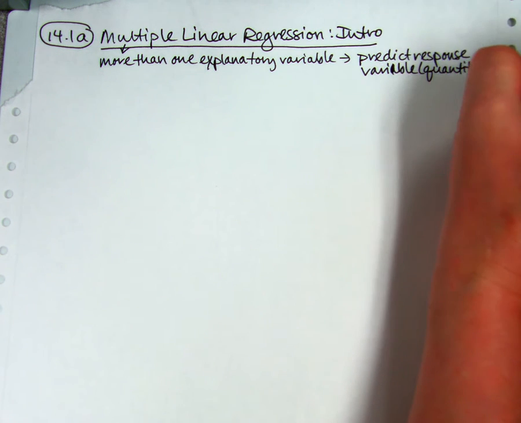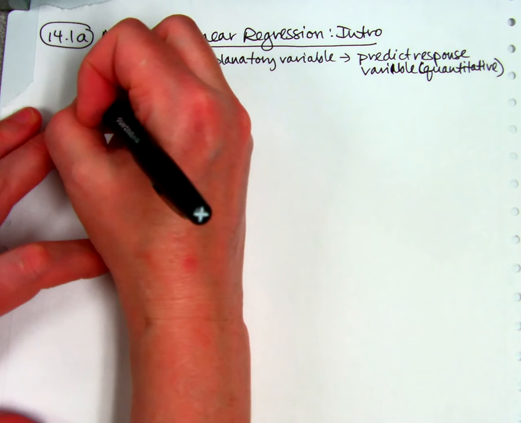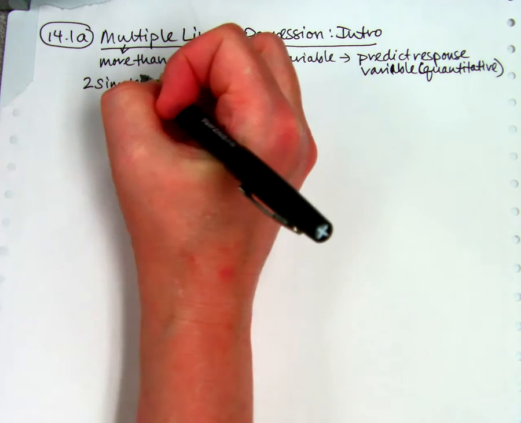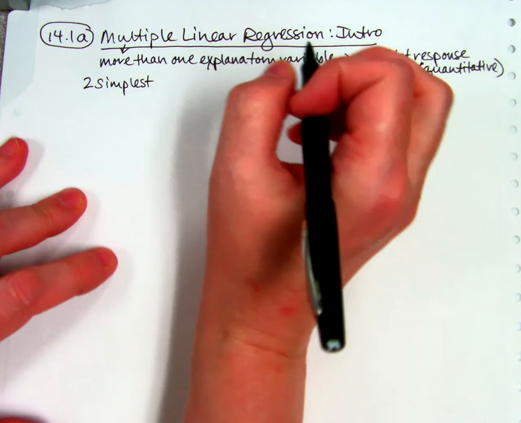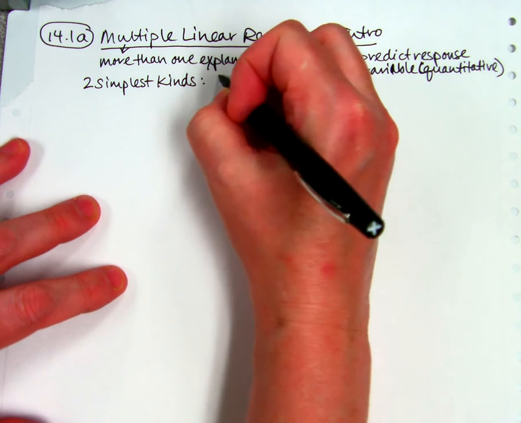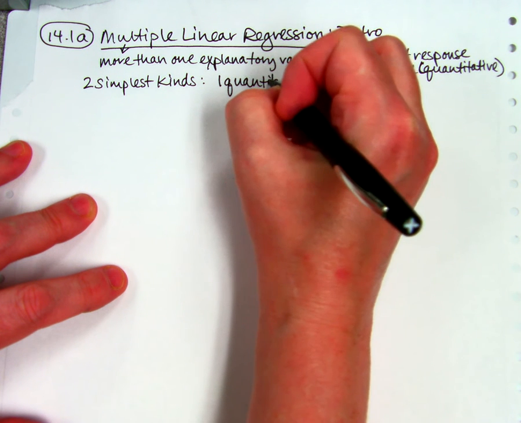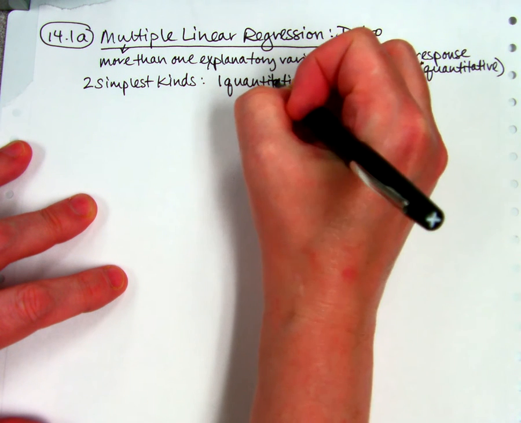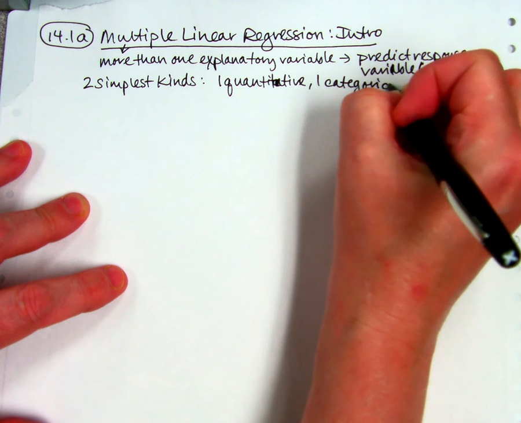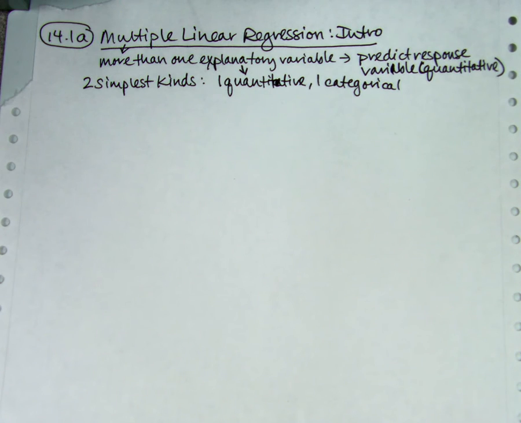So a lot of what we learned about linear regression is going to still apply. We're actually this year only going to do the two simplest kinds. And then if you take more stats in college, you'll get all of the variations of this. So the two simplest kinds both involve doing one quantitative predictor and one categorical predictor. So we're just going to stick with two explanatory variables for now, one quantitative, one categorical.